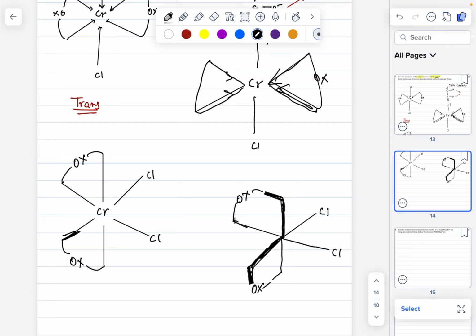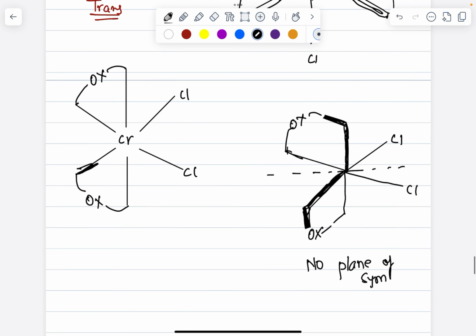So here, any plane you pass, there is no plane of symmetry in this molecule, because you don't get the same image on both sides. Here no plane of symmetry. Okay, there is no plane of symmetry.